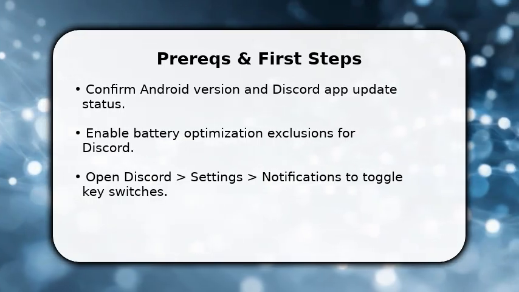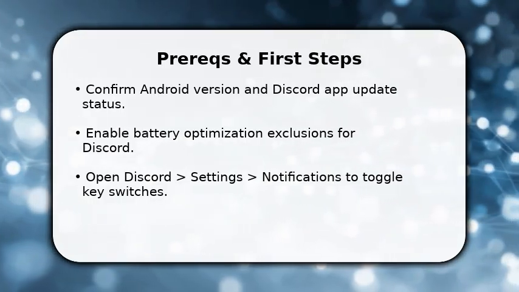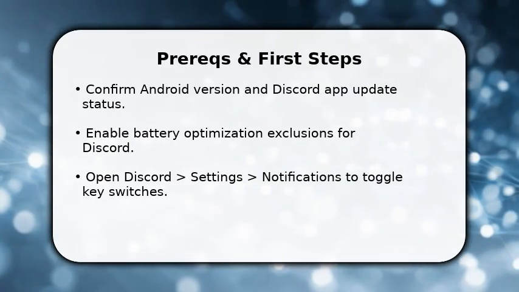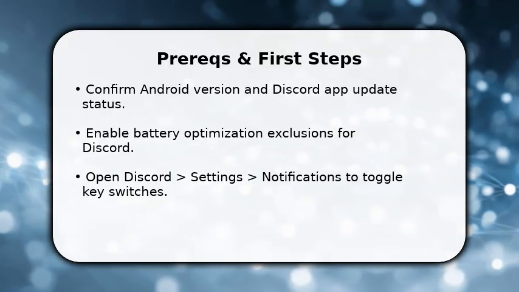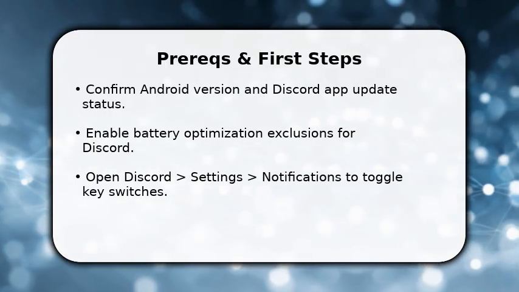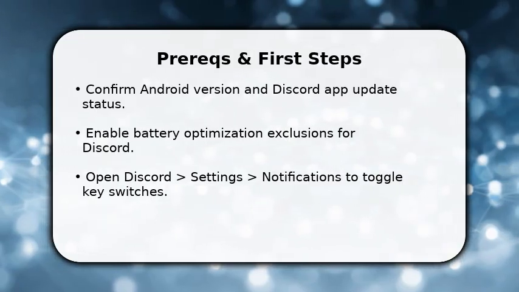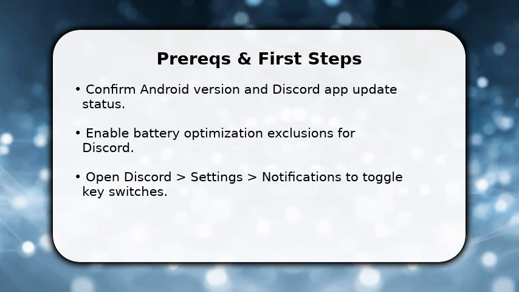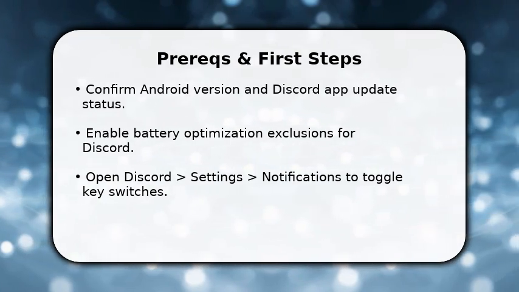Once done, remove Discord from battery optimization or adaptive battery lists so the OS won't suspend it. Make sure app-level notifications are enabled inside Discord settings and toggle the master switch off and on to force a refresh. This combination primes the app and system to negotiate delivery, so you get to the actual fixes next.